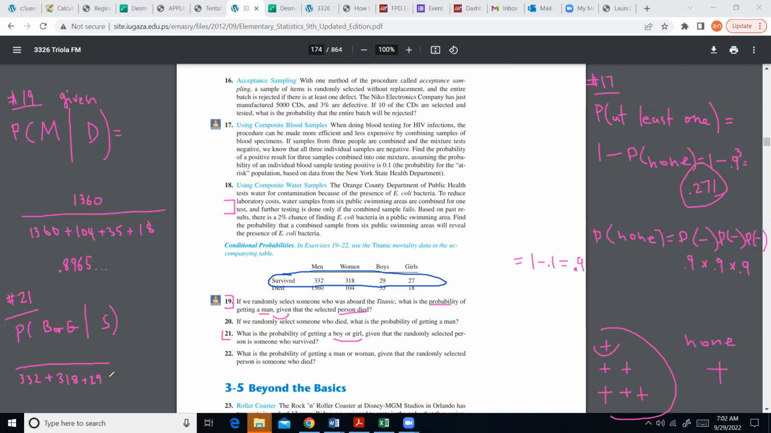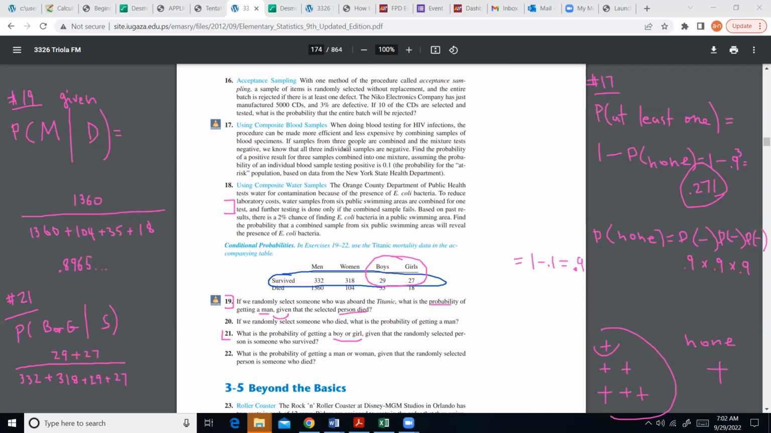Please notice it's completely different. And then for the numerator, as you already noticed, it's just boys and girls. So that's the last part of this group. Yes, and that's 29 and 27. So we have this new fraction.